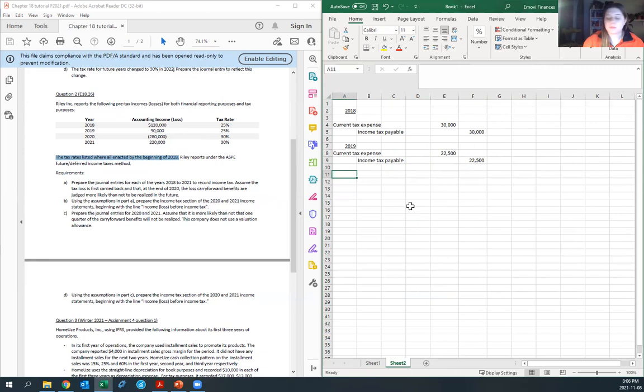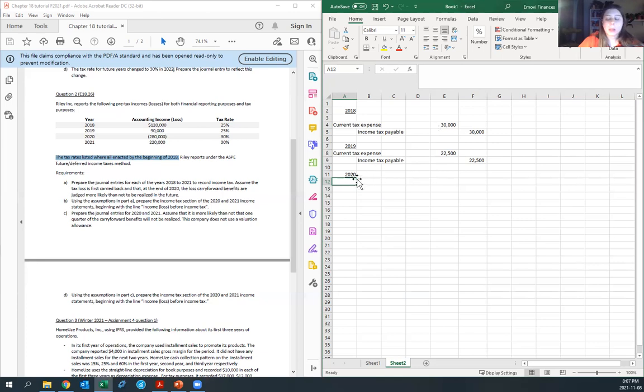In 2020, they have a loss. So they're not going to be paying any taxes in 2020, but what they can do is carry backward that loss and use it to receive a payment from the government for the amount of taxes that they paid in the last 3 years. So what that means, they can get a refund of $30,000 and $22,500 if the loss is equal or bigger than the accounting incomes for those 2 years.